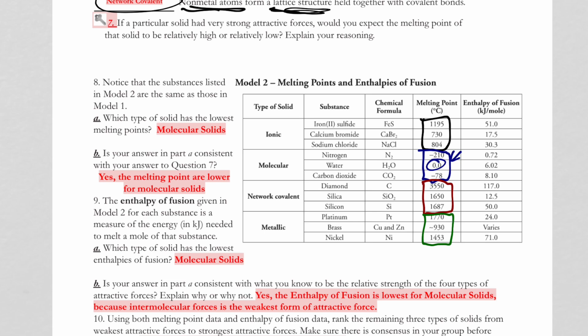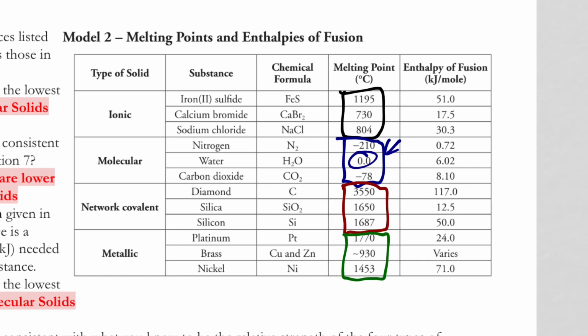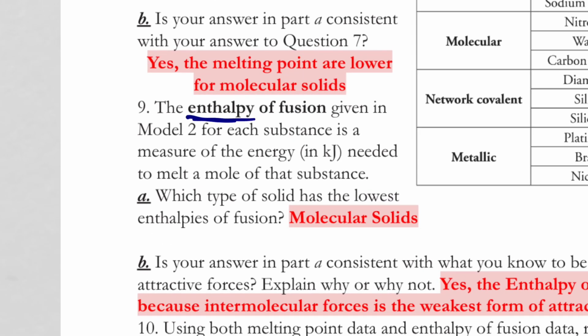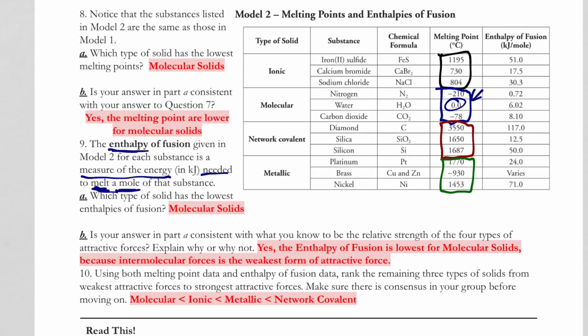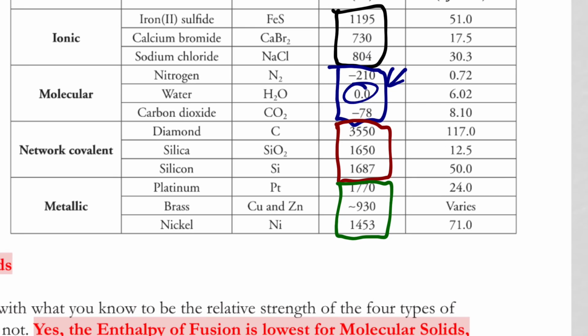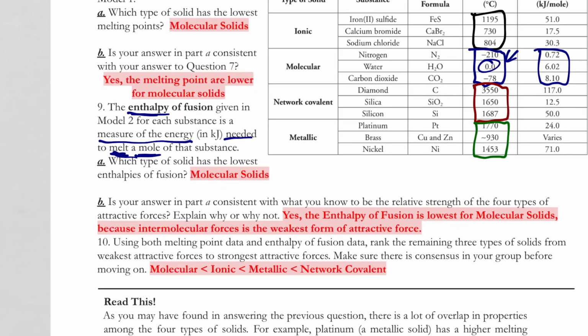The same can be said about enthalpy of fusion. What does that word mean? Enthalpy of fusion is the amount of energy that is needed to melt 1 mole of that substance. The one that has the lowest number, again, the honor goes to molecular solids. That has mostly single digits. The rest of them are all double digits.